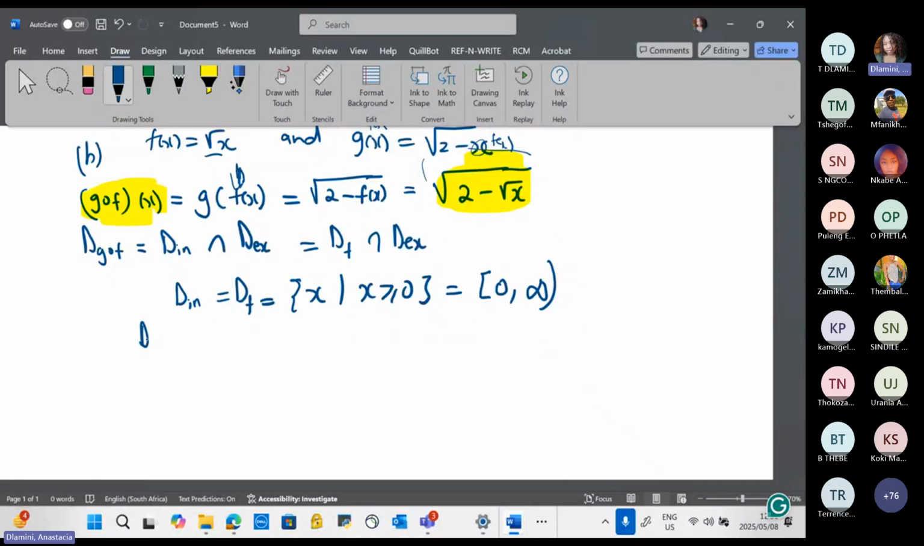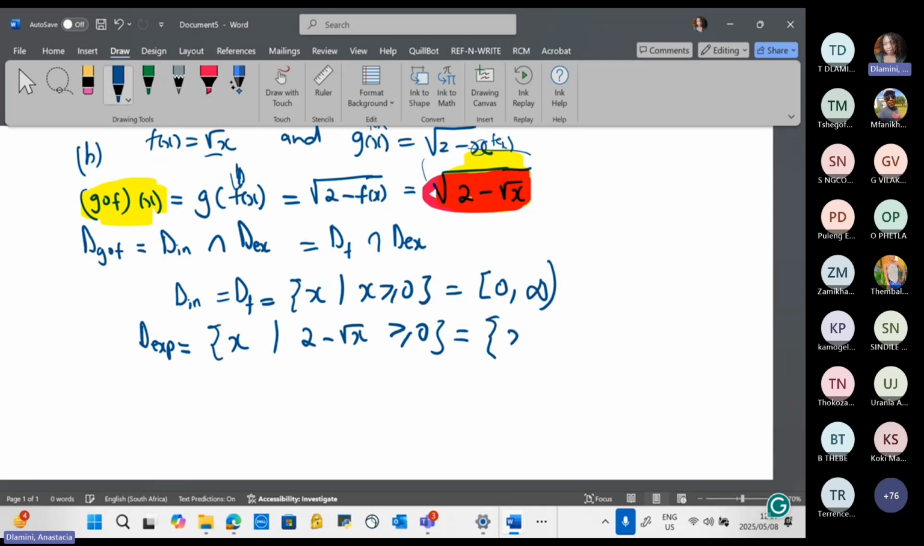So what is the domain of the expression in this case? 2 minus the square root of x greater than or equal to 0. Well done. So therefore, x should be an element such that 2 minus the square root of x should be greater than or equal to 0. Remember what he said? Everything under the square root should be greater than or equal to 0. That's the domain.